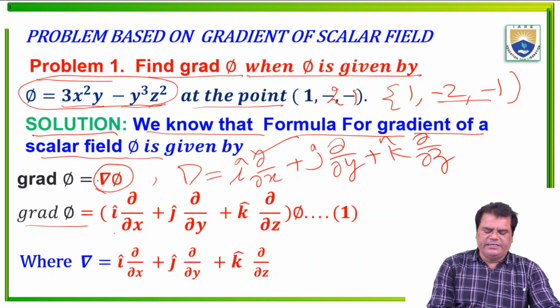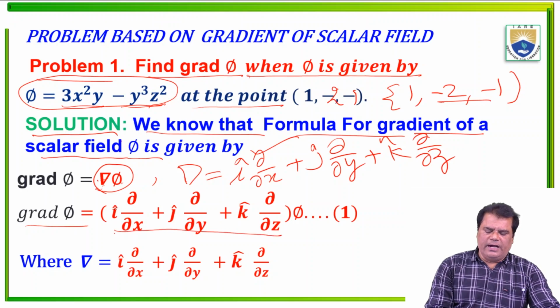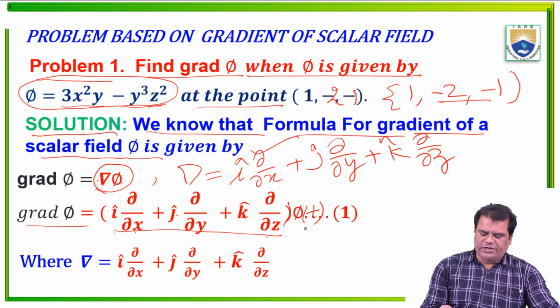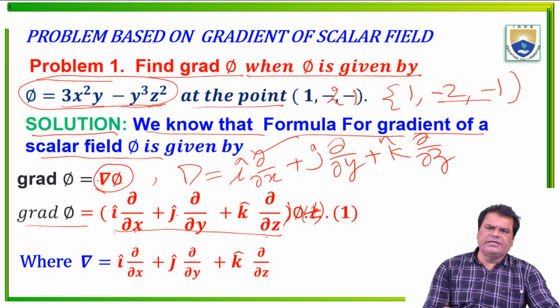So now we operate this on phi. Del phi. Putting the value of this operator, I am writing i cap, the unit vector, ∂/∂x plus j cap, the unit vector, ∂/∂y plus k cap, the unit vector along the z axis, ∂/∂z. And it operates on phi. Phi is some function of x, y, z.